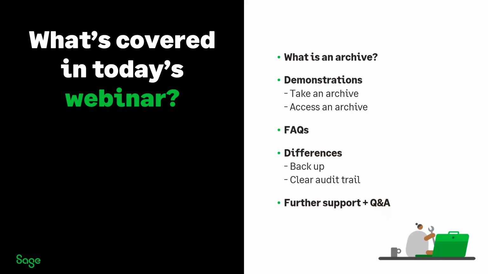Okay, so let's cover what's going to be shown in today's session. We're going to start by covering what is an archive. There's a big misconception of what an archive actually does. We're going to do some demonstrations, so how to take an archive, how to access an archive. We'll cover some frequently asked questions, and then also the differences. So what's the difference between a backup and a clear audit trail as well? And then towards the end, we'll look at further support, and that's where we'll wrap up any final questions.